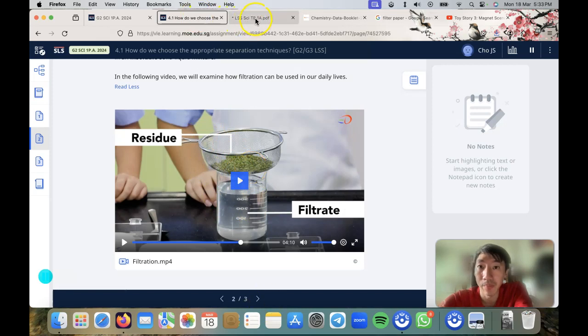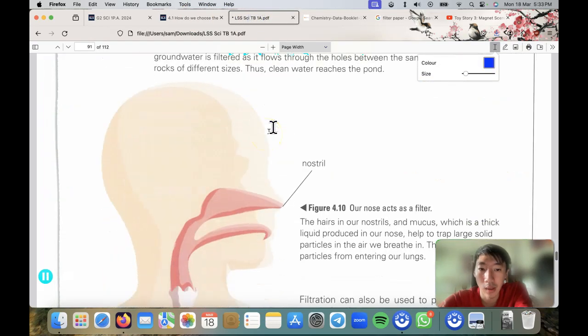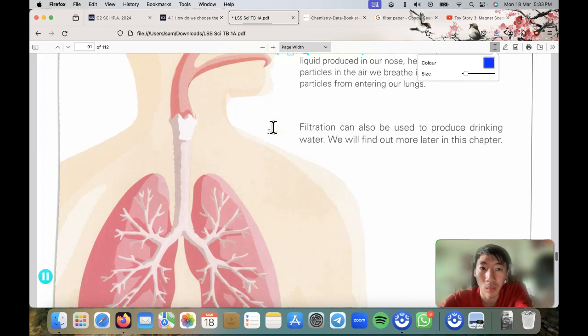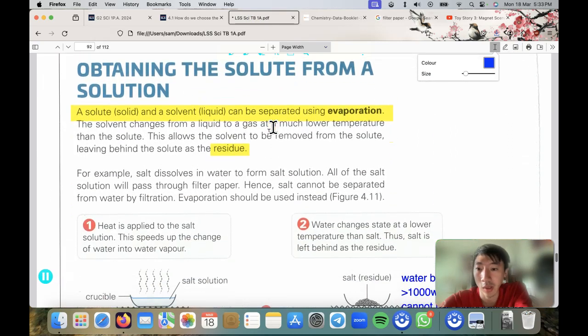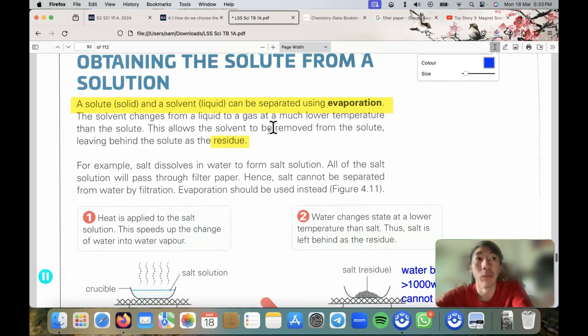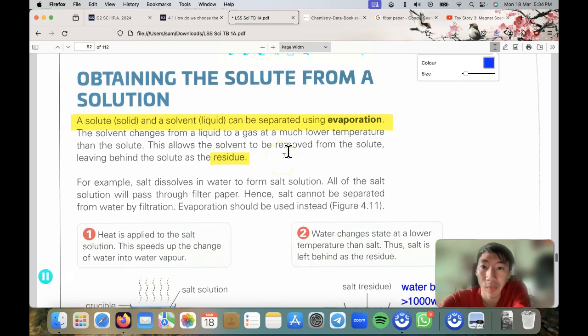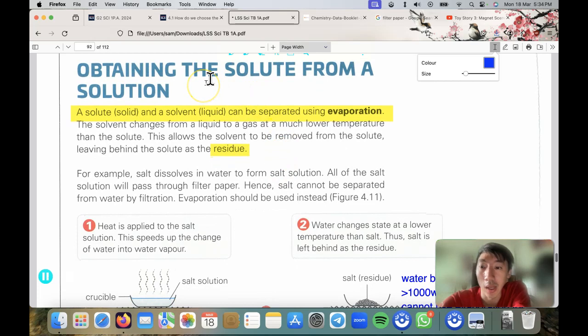Alright, so let's also talk about evaporation. Okay, so let's say that these two kids have the salt water and they want to get the salt back. They don't really need the water. Okay, let's just say, for example, if they don't need the water back, they just want the salt. Then what can they do? They actually can do this thing called evaporation.